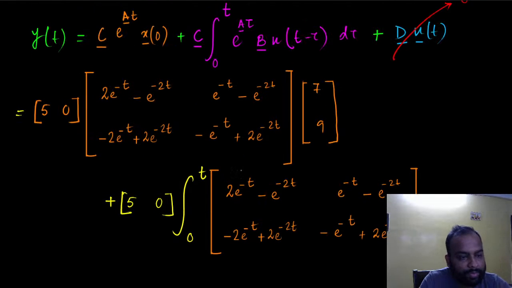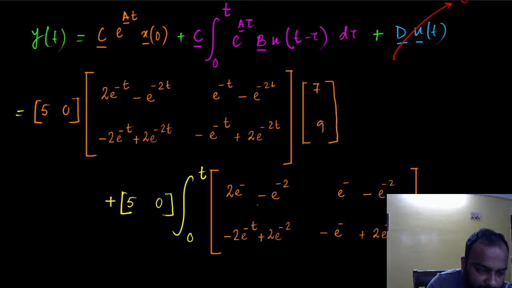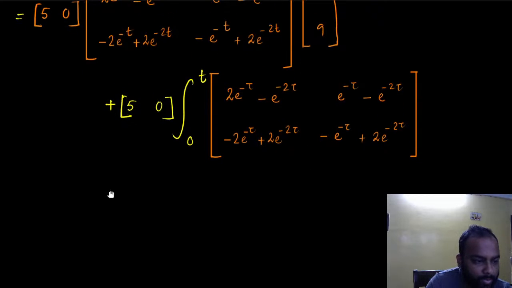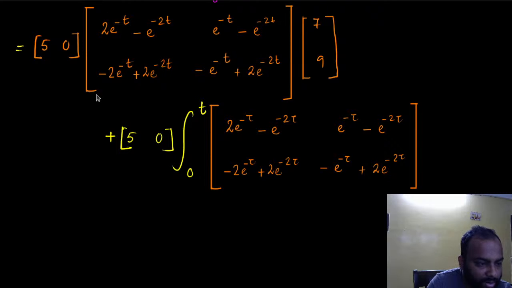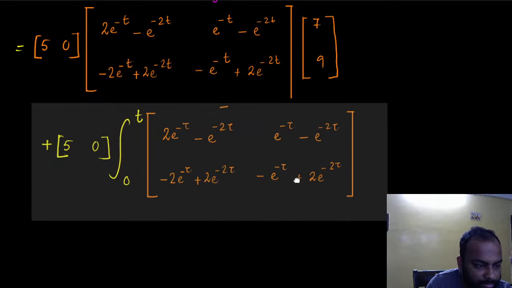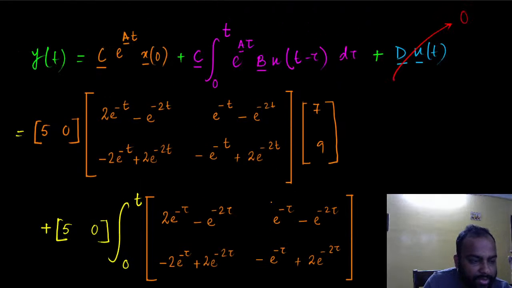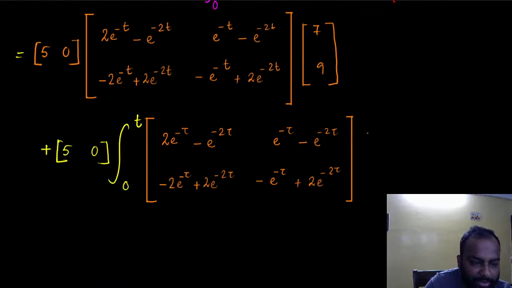That's e to the power at, but to make this e to the power a tau, I just have to replace t with tau. And that's the integration, and with that I have to multiply with the B matrix.